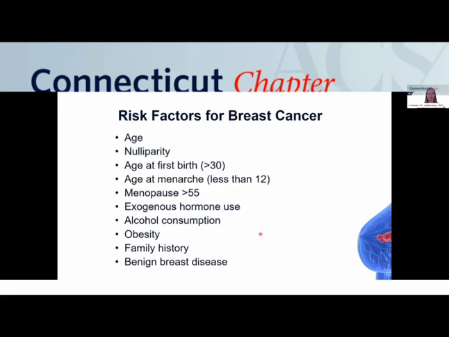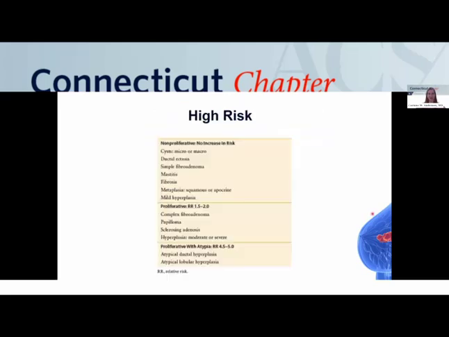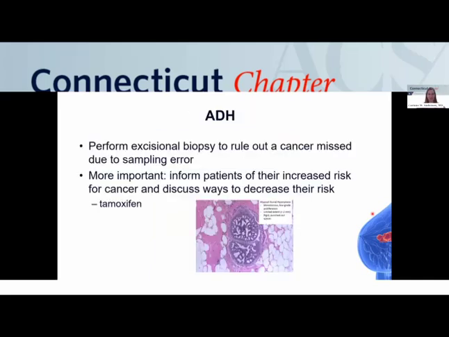Risk factors for breast cancer: age, nulliparity, age at first birth that's later in life, earlier menarche, later menopause, exogenous hormone use, alcohol consumption, obesity, family history, and certain benign lesions. Looking at those by relative risk, we see that the highest risk comes with our atypical lesions, and then LCIS with a relative risk of 7.